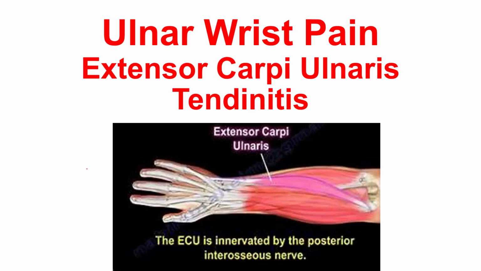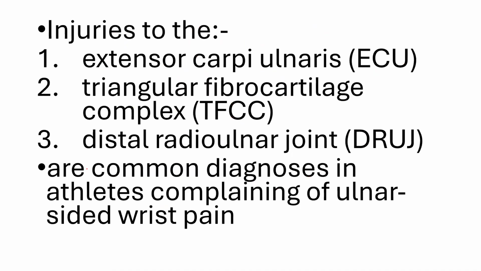Extensor carpi ulnaris tendinitis. Injuries to the extensor carpi ulnaris. The triangular fibrocartilage, don't forget, it's a very important structure in the wrist. And usually in distal radial fractures, I've noted that many tend to forget about the distal radio-ulnar joint, which if not well reduced would let the patient have a chronic pain in the wrist. They are common diagnoses in the athletes complaining of ulnar-sided wrist pain.